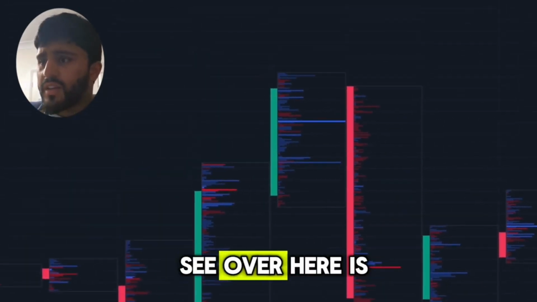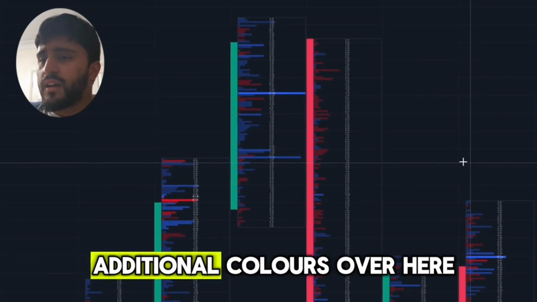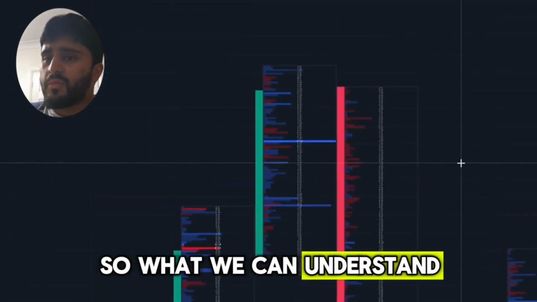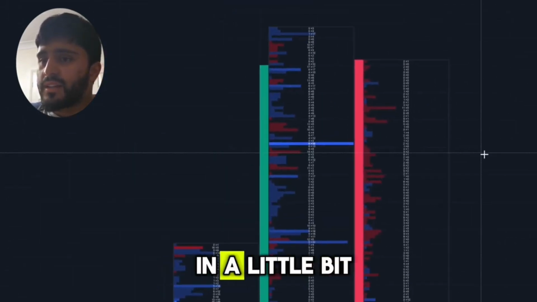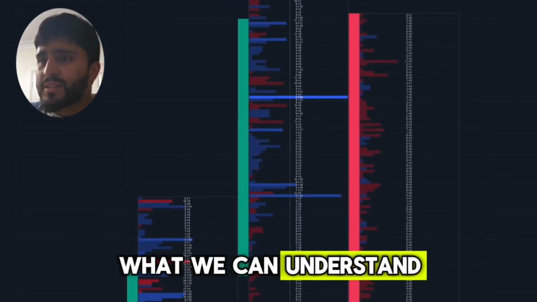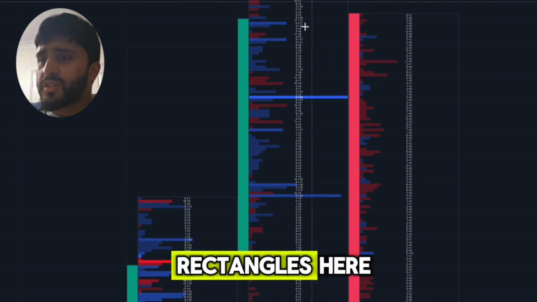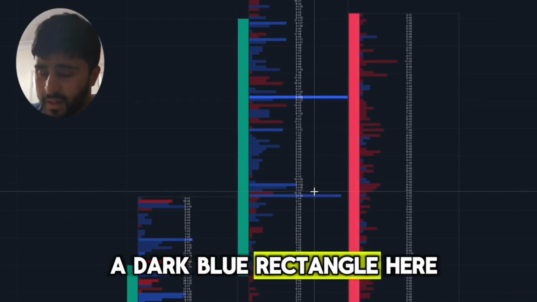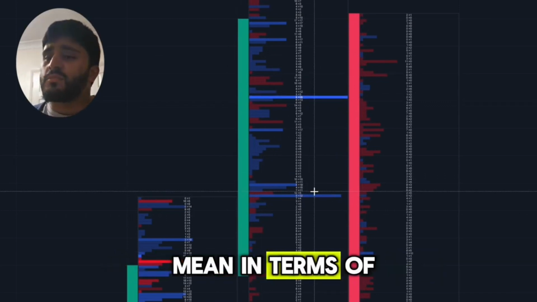What you can see over here is some additional colors, without even going into the numbers. If we dive into this candle in a little bit more detail, we have a lot of blue rectangles here, a dark blue rectangle here, and a dark blue rectangle here. So what does this mean in terms of the price action?